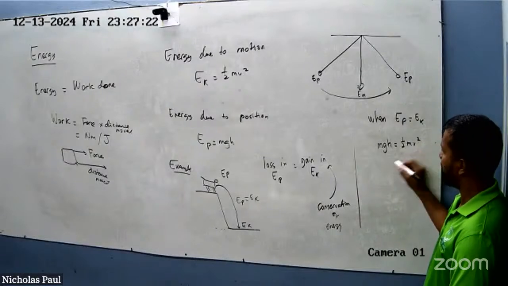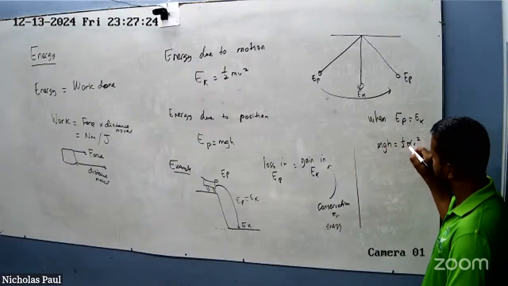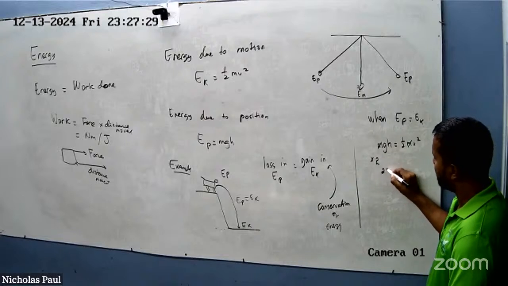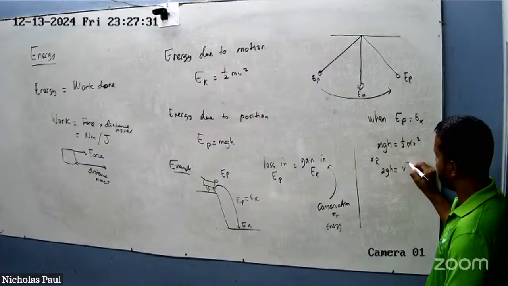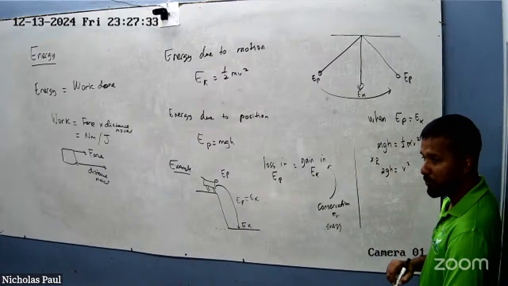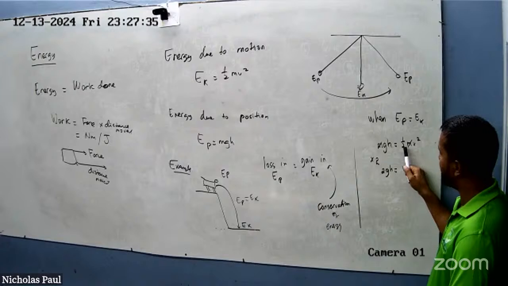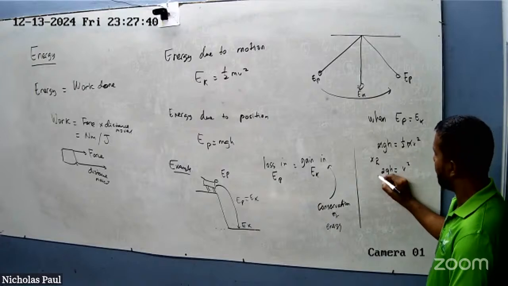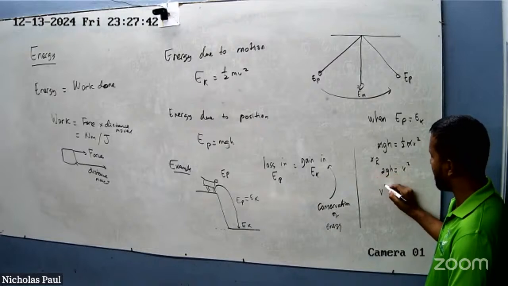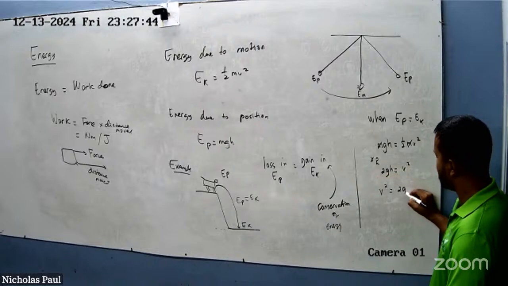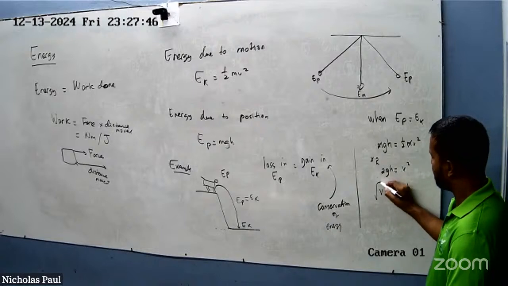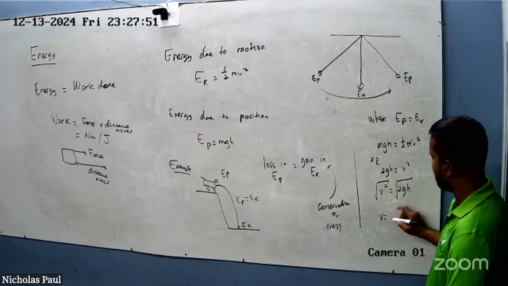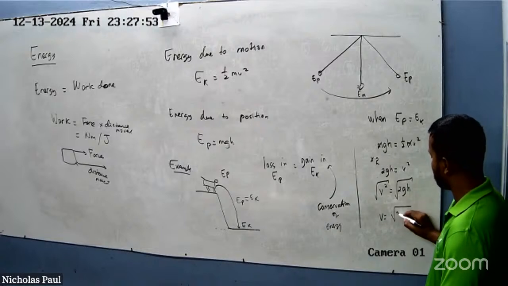So what am I going to do? I'm going to cancel the m's and multiply both sides by 2. So I get 2gh is v squared. Now if I square root both sides, v squared is 2gh, so this becomes v, and this becomes the square root of 2gh.